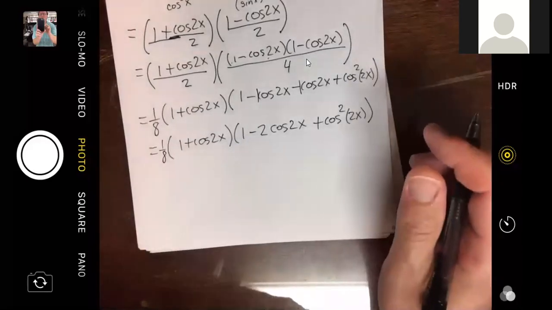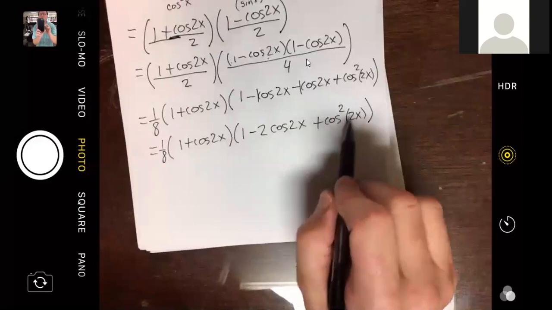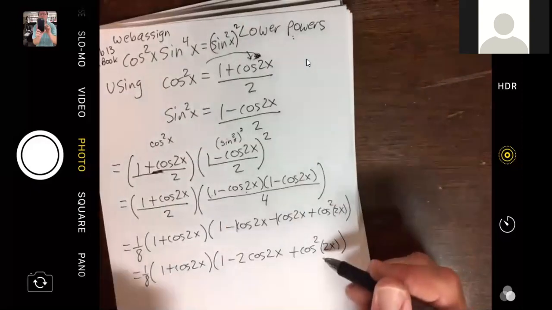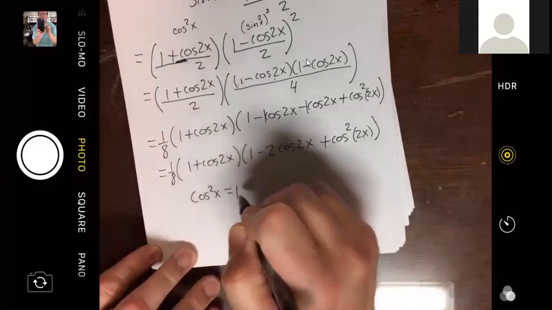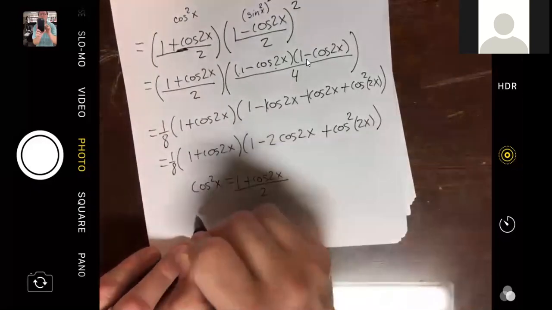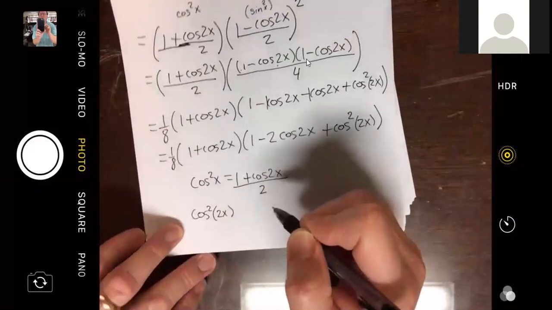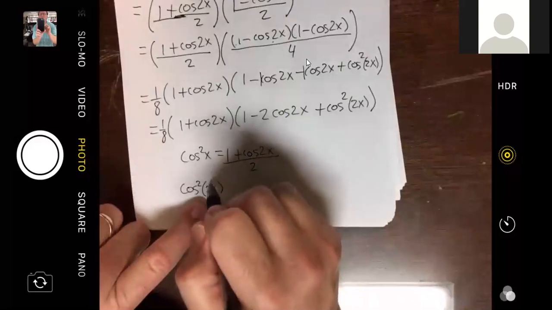Yeah, it's hard to know exactly how far to go and where to quit. We're ready to plug in for a formula here. Remember, the whole point of this is to lower powers. So let me point this out. Cosine squared of an x was 1 plus cosine of 2x all divided by 2. Cosine squared of a 2x, you see how you get it? You got to sub in, everywhere there's an x, you put a 2x.